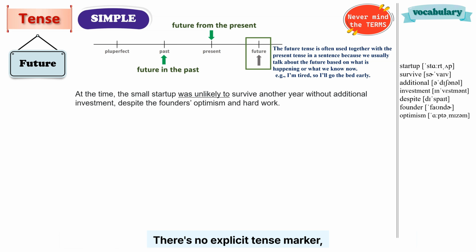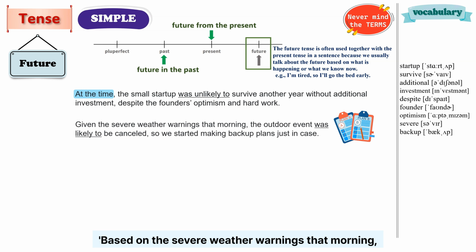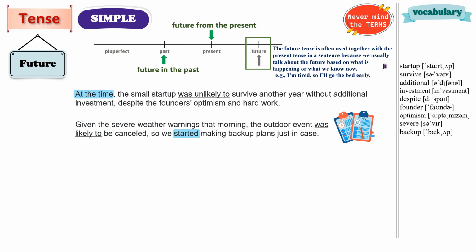There's no explicit tense marker, but the phrase "at that time" clearly indicates the reference to a future possibility viewed from a past point of view. Based on the severe weather warnings that morning, it seemed likely that the outdoor event would be cancelled, so we started to make a plan B, just in case. Here you can see the past tense clearly, showing a sentence about future possibility within a past context. Let's check pronunciation and stress.